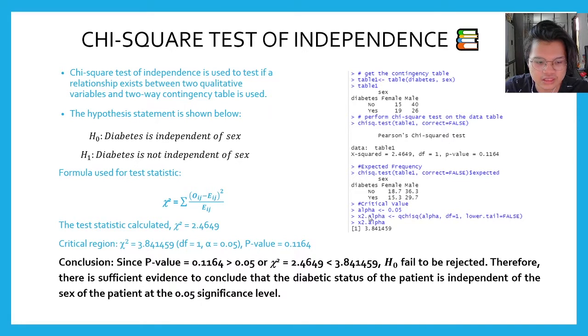Thus, there is sufficient evidence to conclude that the diabetic status of the patient has no relationship or is independent of the sex of the patient. So we'll continue with the next test, which is ANOVA.